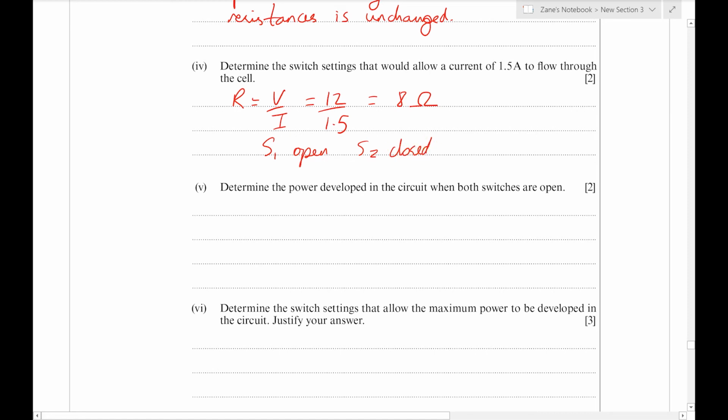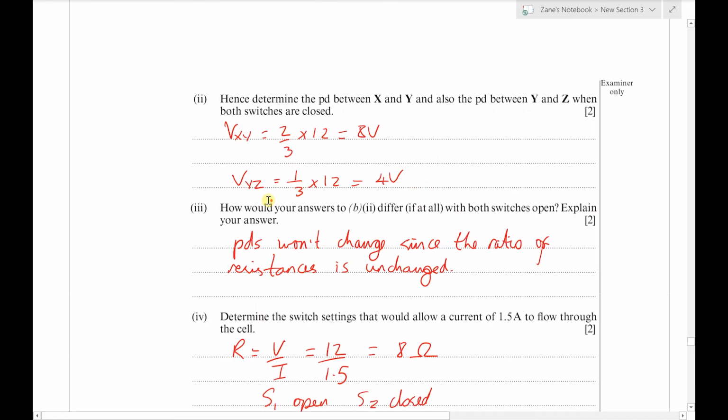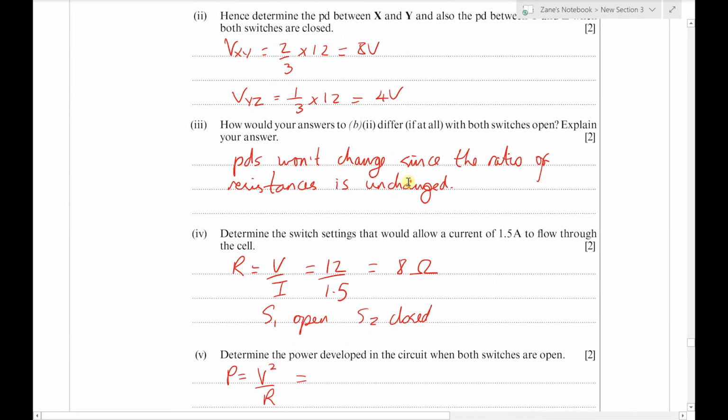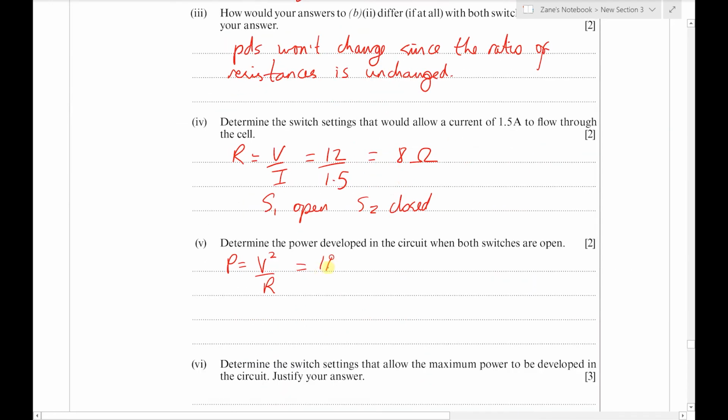Then we've got to determine the power in the circuit when both switches are open. Well, we've got a bunch of formulae that we can use for electrical power, but why not just use P equals V squared over R here? Because we know what V is, it's definitely 12 volts, and with both switches open, we have a total resistance of 6 plus 3, 9 ohms. So we have 12 squared, 144, divided by 9, which is exactly 16 watts.